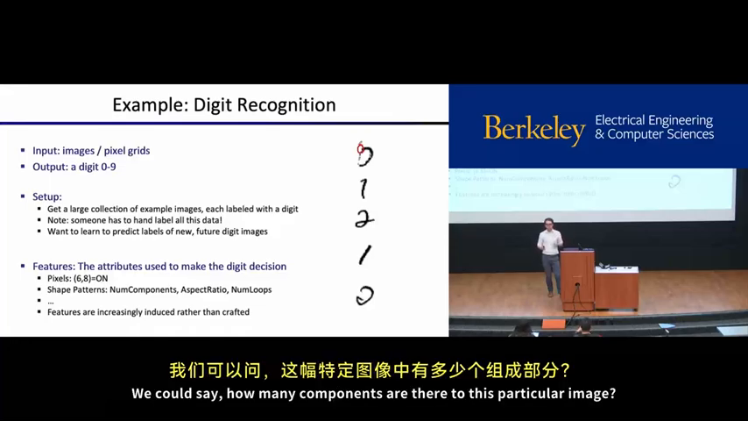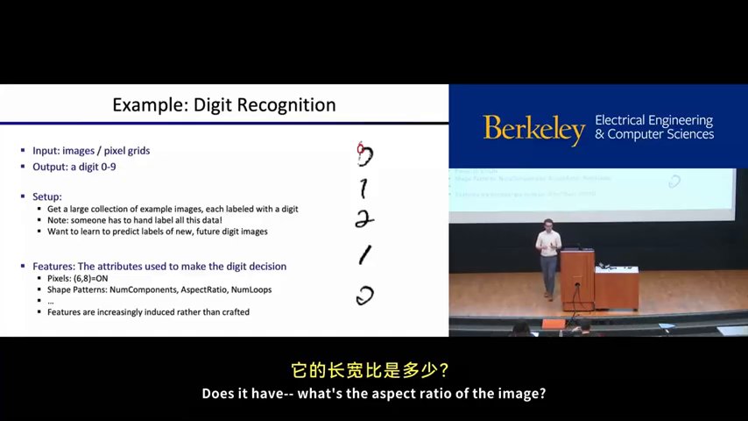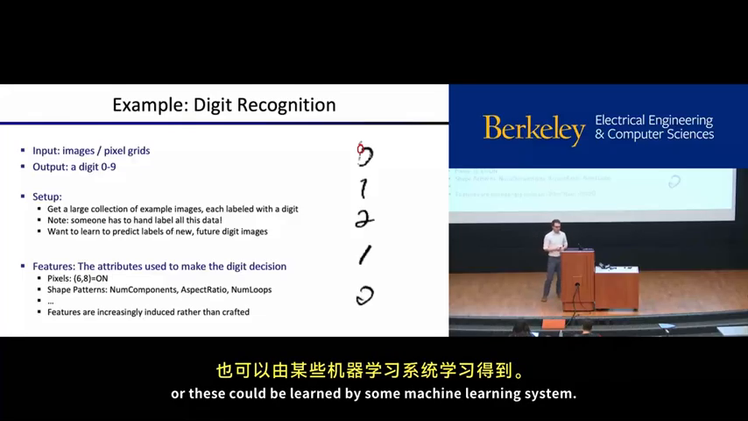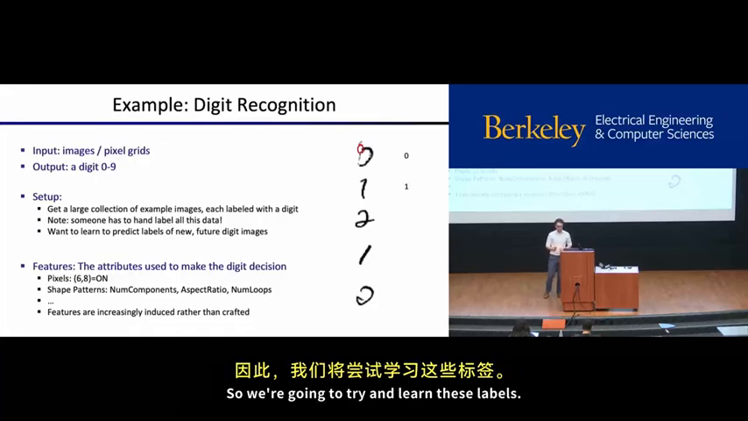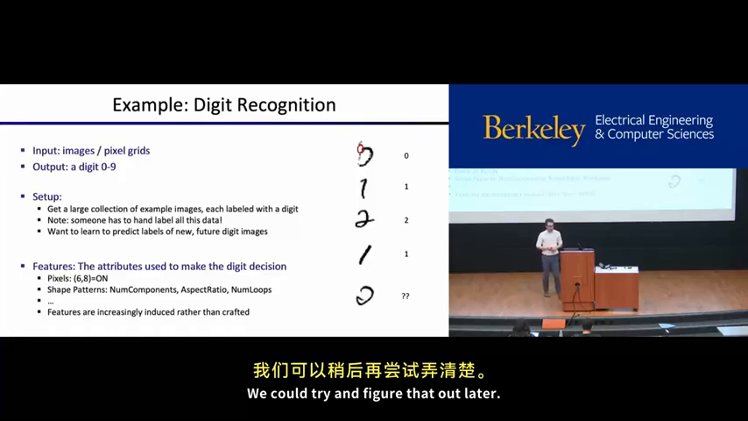We could ask how many components there are to this particular image. How many sections? Does it have little loops or anything? Does it have corners? What's the aspect ratio of the image? These could be designed by hand, or these could be learned by some machine learning system. So we're going to try and learn these labels.